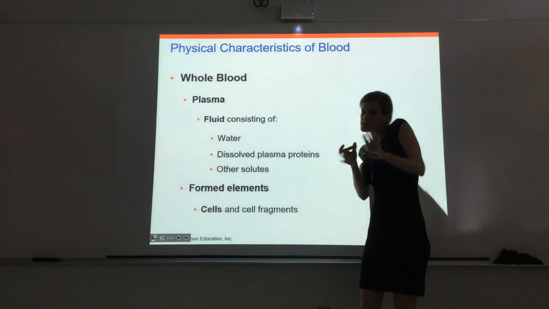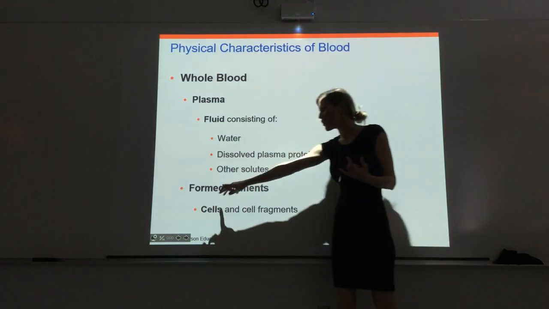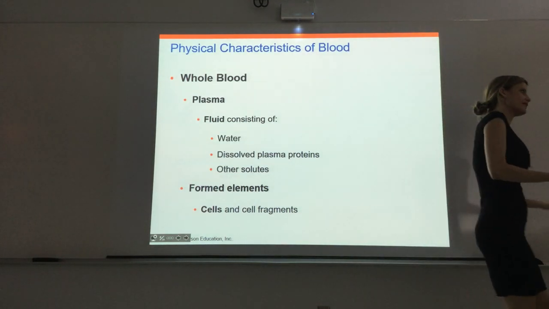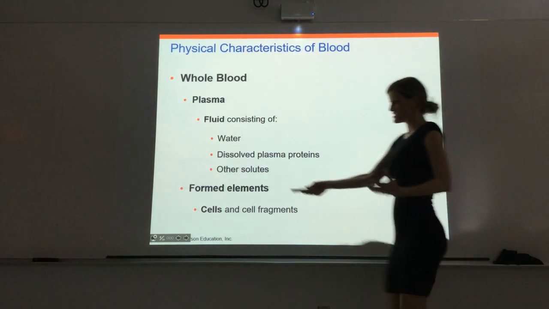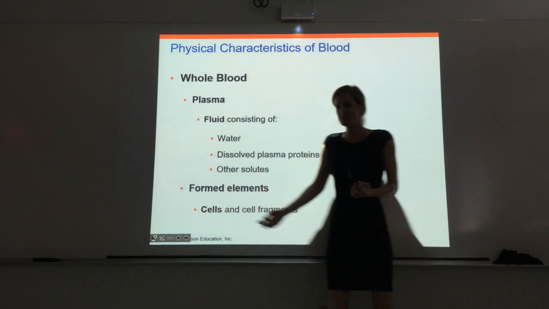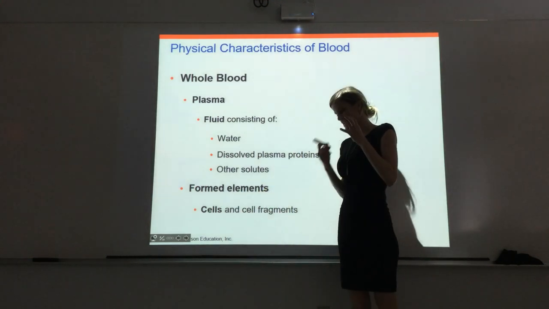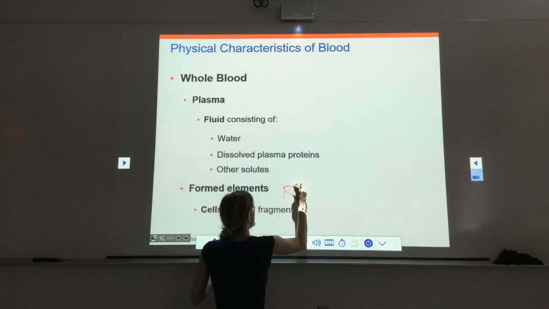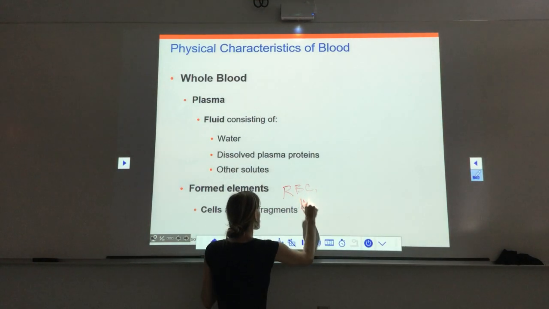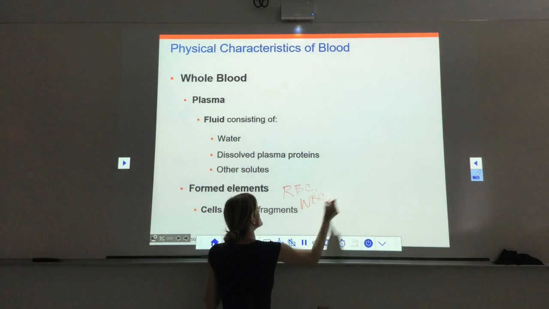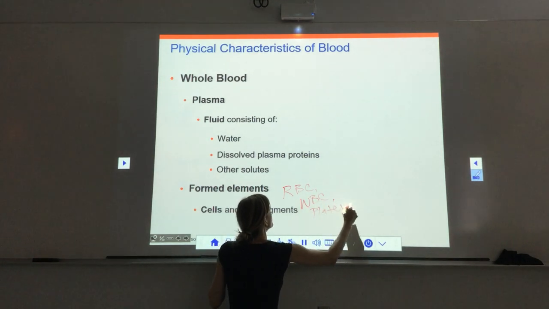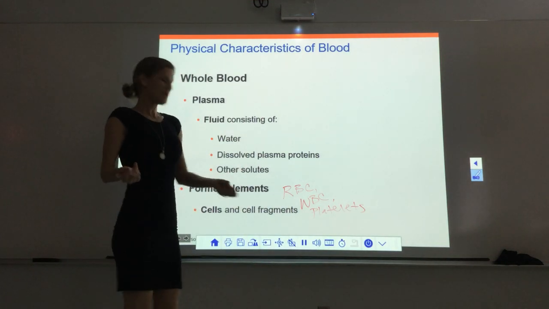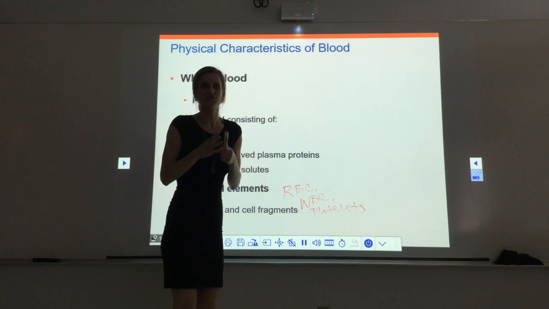The other, just less than half of your blood is what we call formed elements, and these are cells and cell fragments. Frequently you'll just see these called cells, but technically some of these things aren't exactly cells. So the formed elements include your red blood cells, white blood cells, and platelets. Red blood cells and white blood cells are cells, but platelets are technically cell fragments.